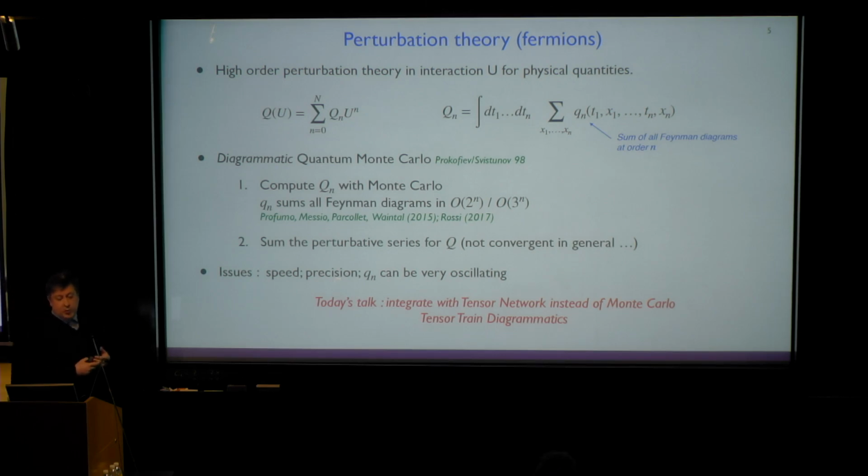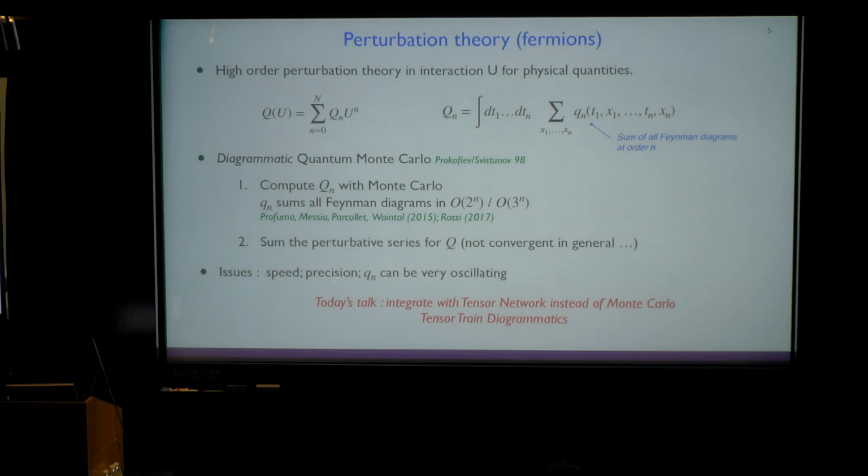In other words, I want to compute high-order perturbation theory for fermionic problems, let's say an expansion in powers of the interaction U, for some physical quantity Q, which can be a charge, density, Green's functions, current. So my expansion is a finite order expansion, sum of Q_n U^n, and we know, textbook, that Q_n is indeed an integral and a sum of some function, small q_n, over times and positions, and Q_n is the sum of all Feynman diagrams for my quantity at order n.